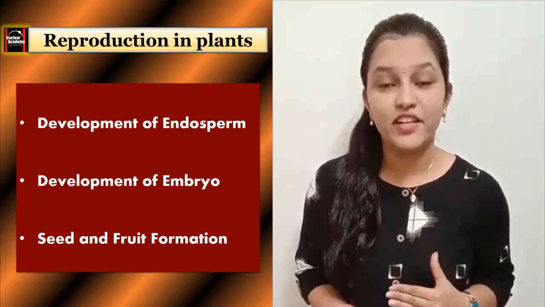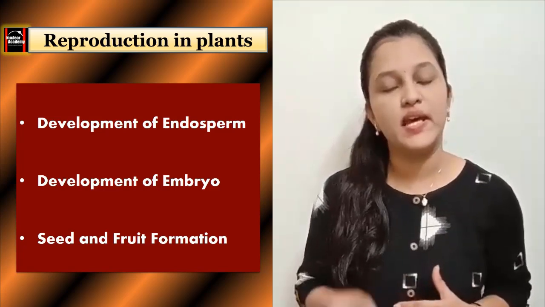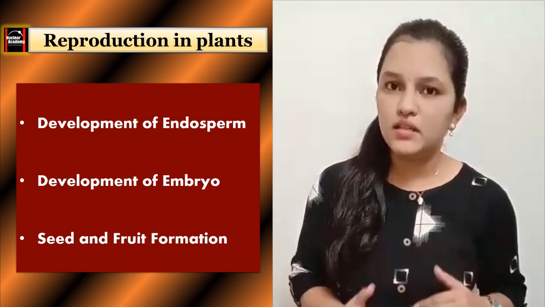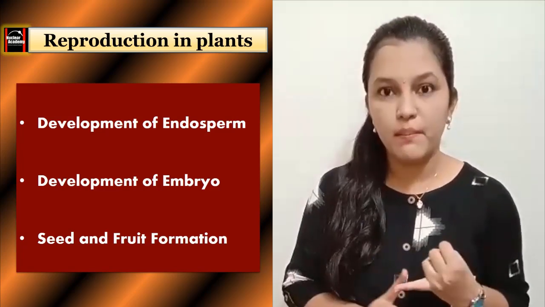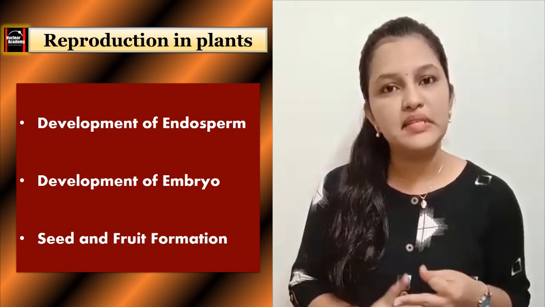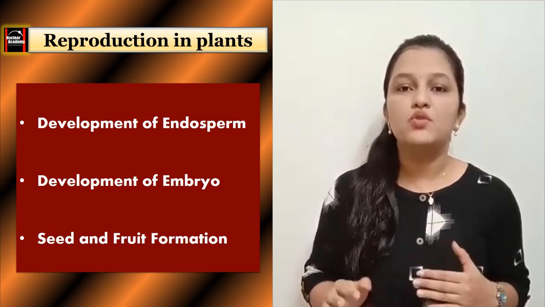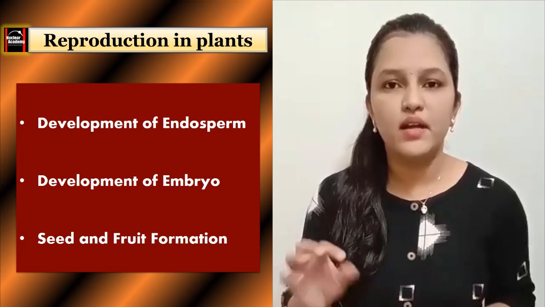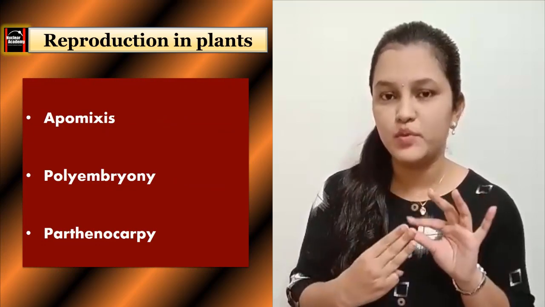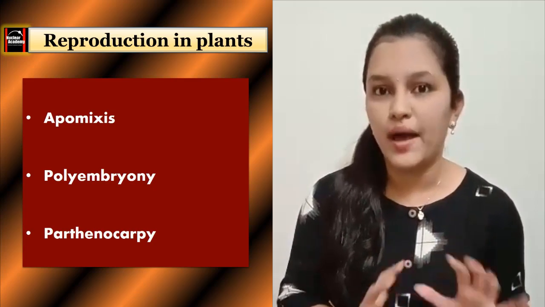The third event under sexual reproduction is post-fertilization changes, meaning the changes which occur after fertilization. Under this you are going to study development of endosperm, development of embryo, and you will study how seed and fruit formation takes place. So this you will study under post-fertilization. Apart from this, you are going to study 3 concepts like apomixis, polyembryony and parthenocarpy.